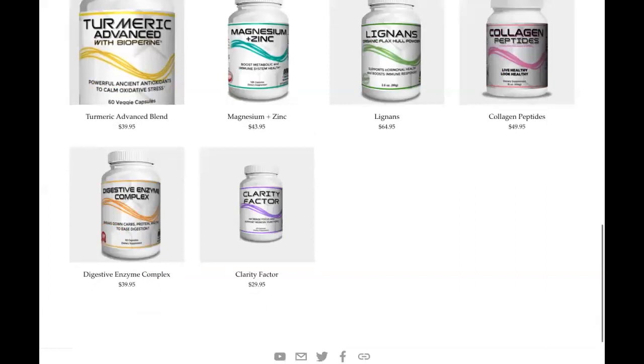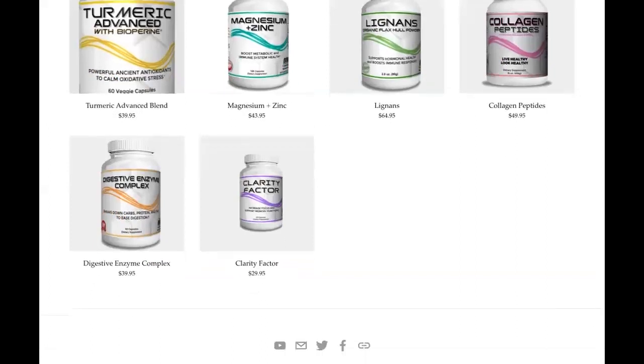Now, Clarity Factor is a great product to reduce that brain fog, to allow you to think more clearly and have concentration. I take this product twice a day. I take it in the morning and mid-afternoon.